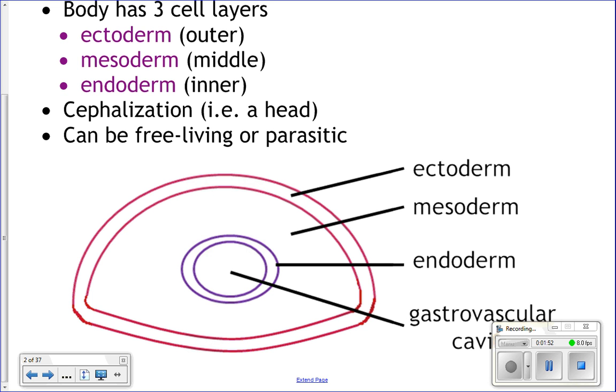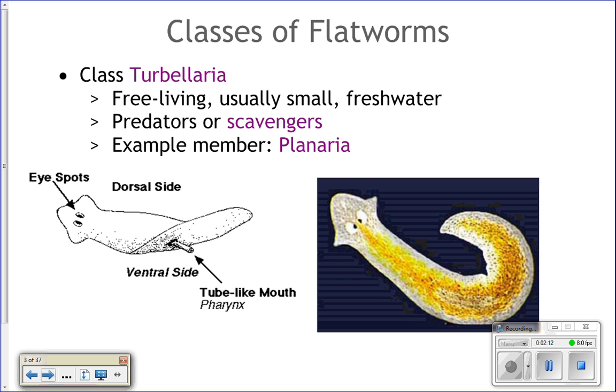So, and we'll talk about different classes of flatworms, which ones are free living, which ones are parasitic. The ectoderm, that's the outermost layer. Okay, the mesoderm's the middle, and then the purple right here, that's the endoderm, and then in between, that is the gastrovascular cavity. That is where they will digest their food. All right. So let's look at some classes of flatworms, and then we'll go through all of the form and function, how they perform all the essential functions that animals have to perform.